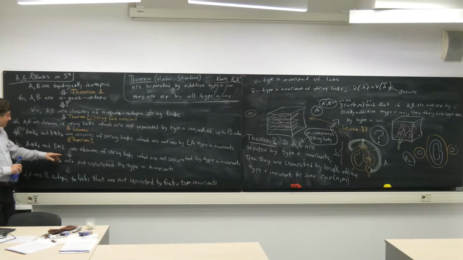So we get this arrow. We have two links which are closures of string links which are not separated by type n invariants. Then these links themselves are not separated by type n invariants. I have to add for all n.